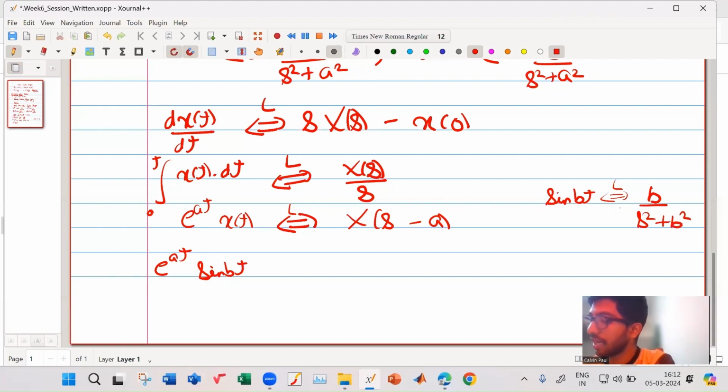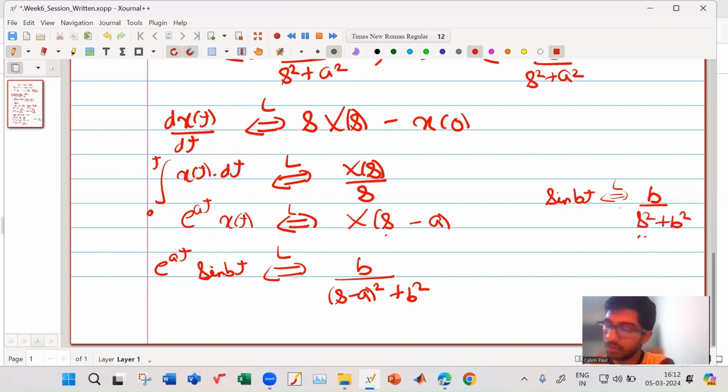Now, in case we have the Laplace transform of e raised to at sine bt, its Laplace transform will be given by b upon, and where s is there, you replace it by s minus a. So it will be b upon s minus a square plus b square. It is just this change. So over here, where s is there, I replace it by s minus a. That's all I have to do. Is this part clear?